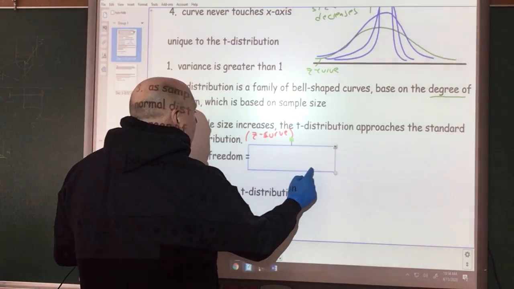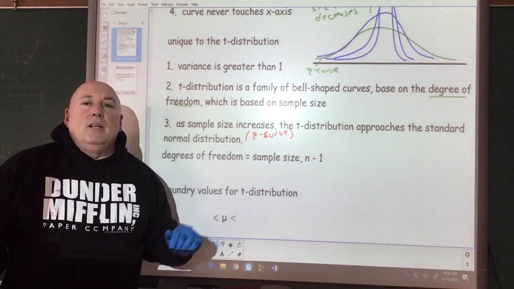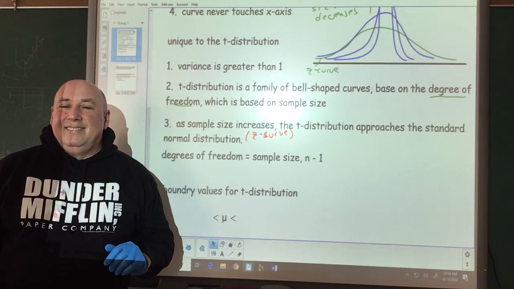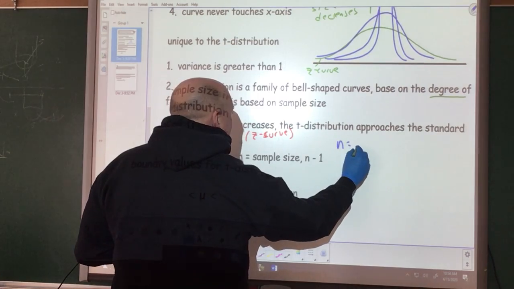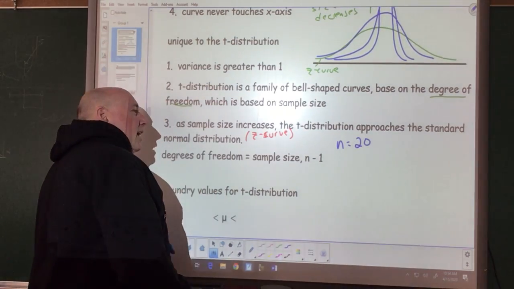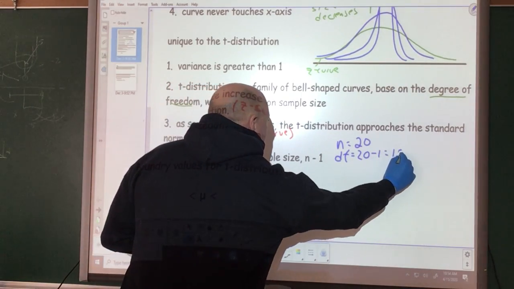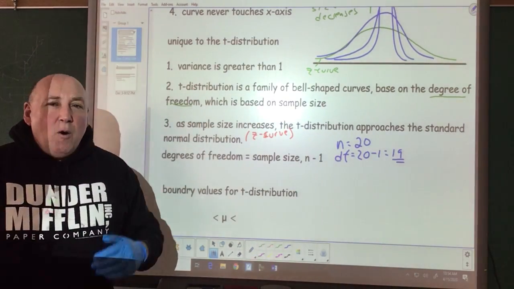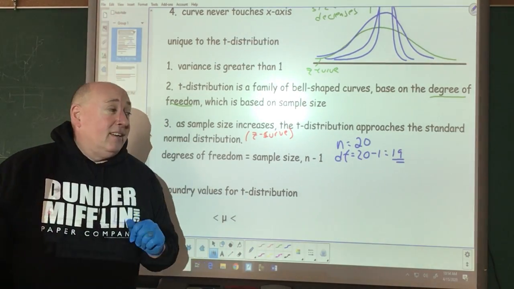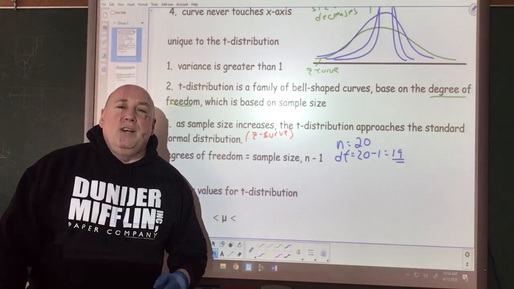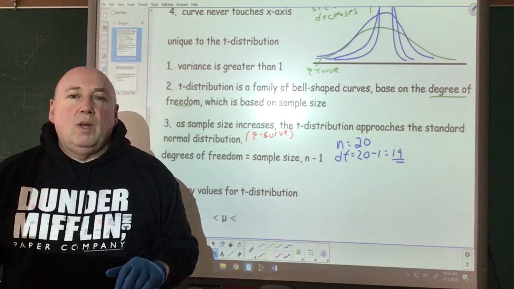Well, how we calculate this, we take our sample size, n minus 1. So if n is equal to 20, that is our sample size. The degree of freedom is 20 minus 1, which is 19. Whew. Man, that's higher level mathematics right there. That's tough. So we find our degree of freedom, and this bell-shaped curve is based on that degree of freedom.